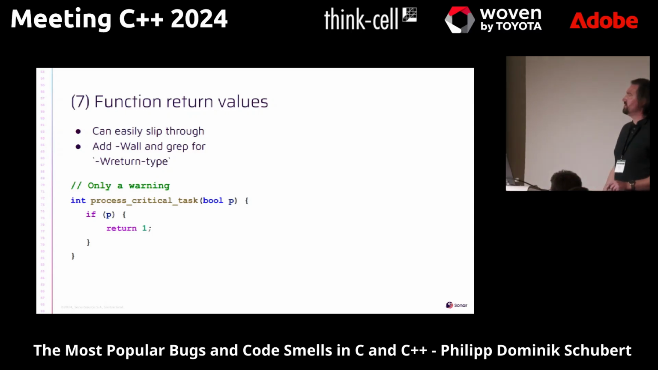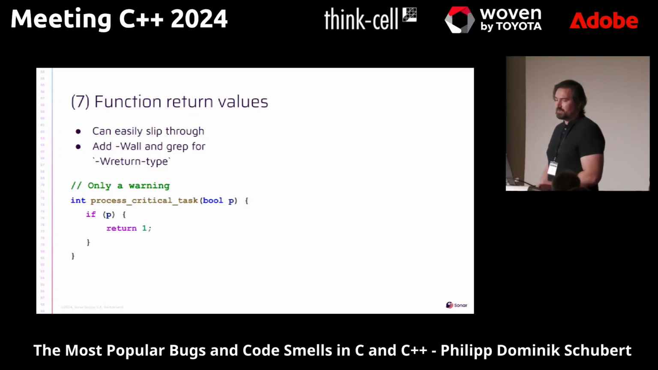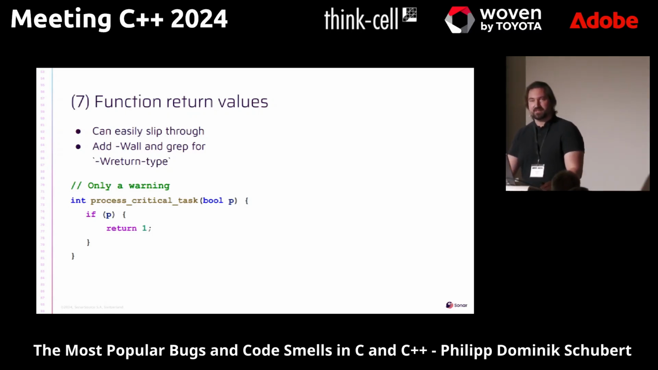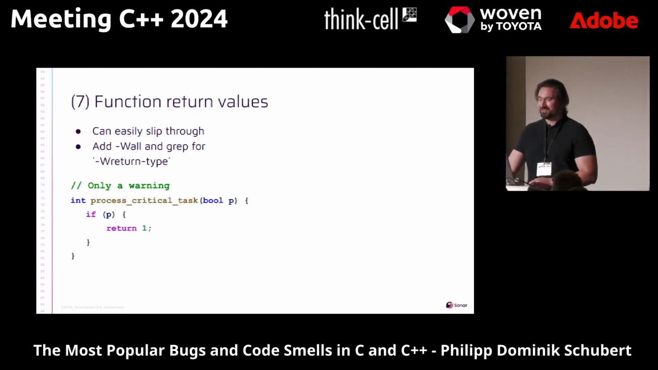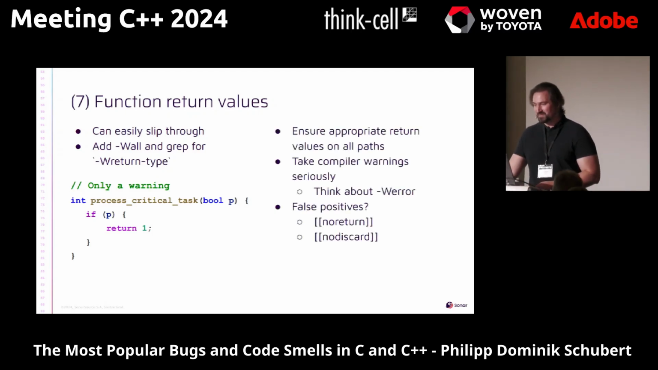So you have some critical task that needs processing, right? You do something, and then if you're successful, you return 1. And then you just forgot to return 0 in the other case. And well, undefined behavior, woohoo. And it will happily compile. And if you hit the else branch, well, you just start executing the next instruction that comes after that, which is probably not what you wanted. So ensure appropriate return values on all paths, take compiler warnings seriously.